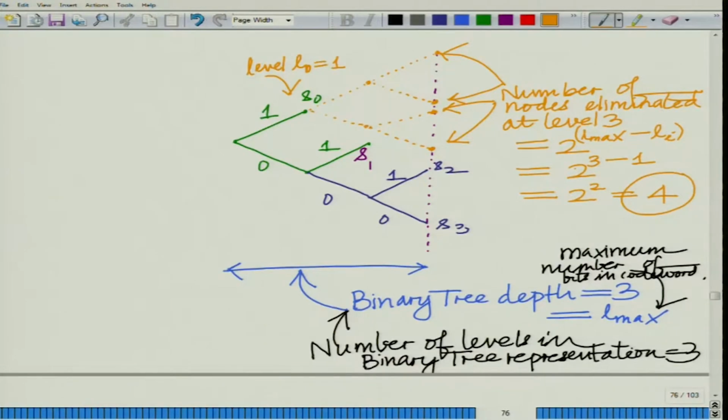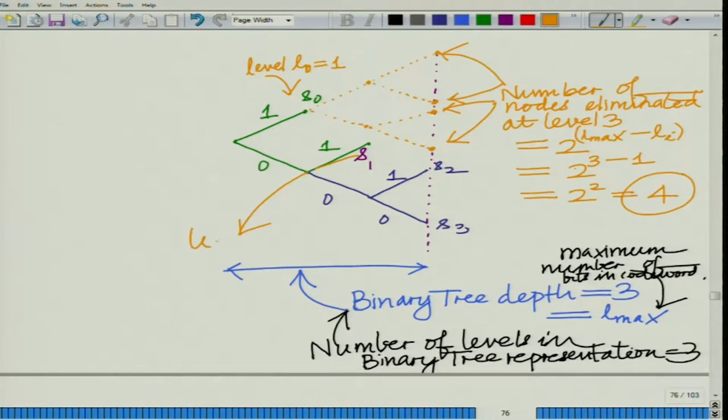I cannot draw this binary tree completely, but if you look at level 2, S1 is at level 2 because it has 2 bits 0 1. So, that will lead to the removal of 2 to the power of L max, that is 3, minus L1, that is 2, 2 to the power of 3 minus 2 nodes at depth L max. So, S1: 2 to the power of 3 minus 2 equal to 2 nodes. Okay.